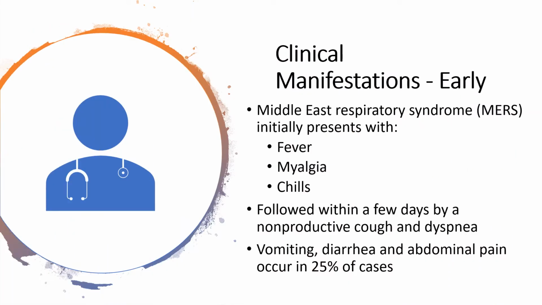Early in the disease course, Middle East Respiratory Syndrome, also known as MERS, presents with fever, chills, and myalgia. This is followed within a few days by a non-productive cough and shortness of breath. Abdominal pain, diarrhea, and vomiting happen in approximately a quarter of cases.